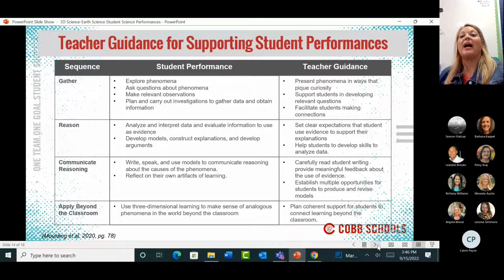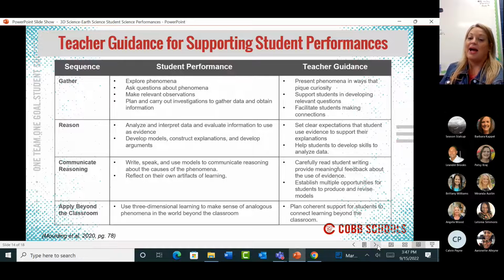That's a skill that we know has to be taught to them, to look at something critically, especially mathematical data that we're looking at. And then during communication, establish multiple opportunities for students to produce and revise their models. That's all part of scientific thinking, is revising our claims and editing our evidence and coming back and figuring out exactly and reasoning what is happening and causing something to happen.